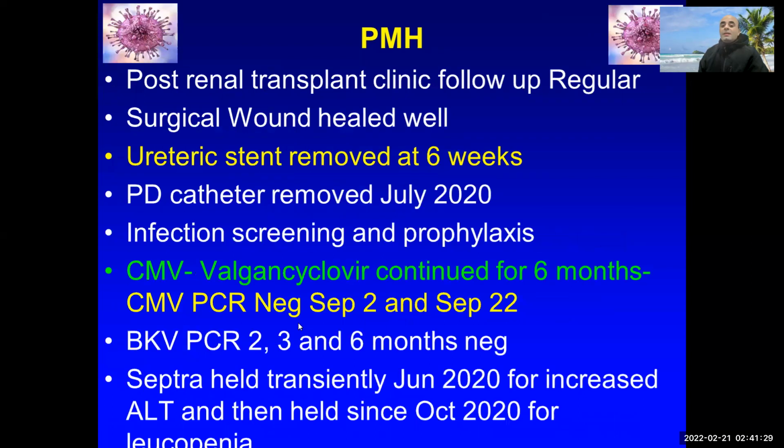Post renal transplant clinic follow-up regular, surgical wound healed well. Ureteric stent removed at 6 weeks. Just to remind you, any stent is removed at 6 to 8 weeks. PD catheter removed July 2020.